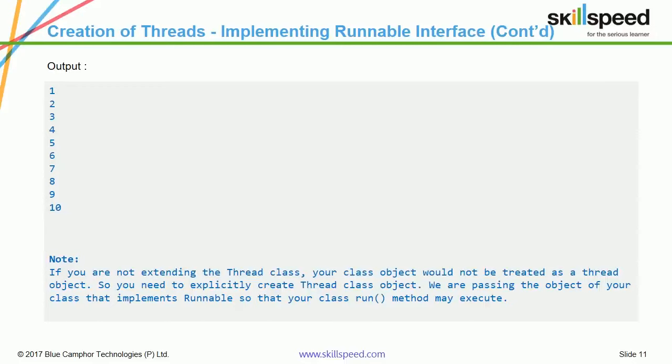Note that if you are not extending the Thread class, your class object would not be created as a thread object. So you need to explicitly create a Thread class object. We are passing the object of your class that implements Runnable so that your class run method may execute.